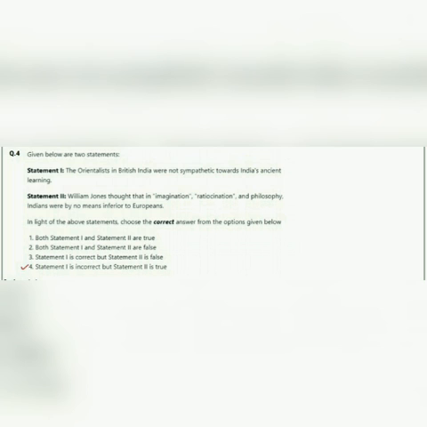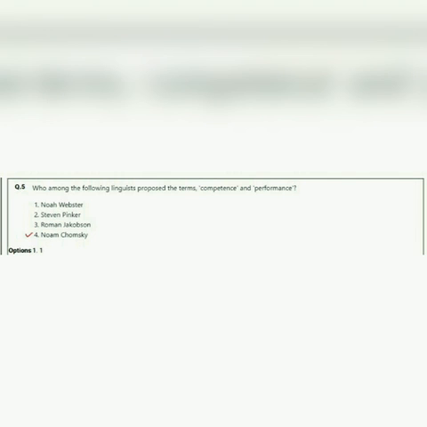So statement 2 is correct, but statement 1 is incorrect because the Orientalists in British India were sympathetic towards India's ancient learning. So the right answer is option number 4. Statement 1 is incorrect, but statement 2 is true. Moving on to question number 5.